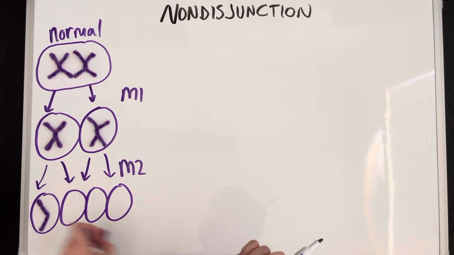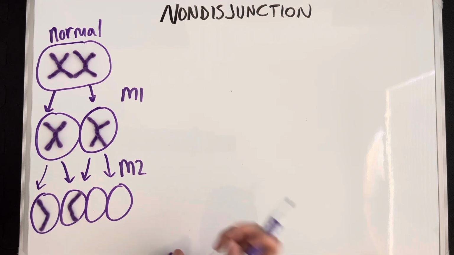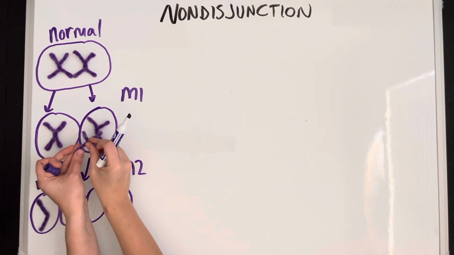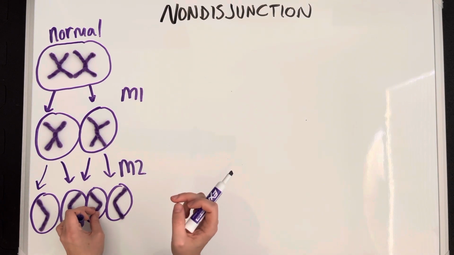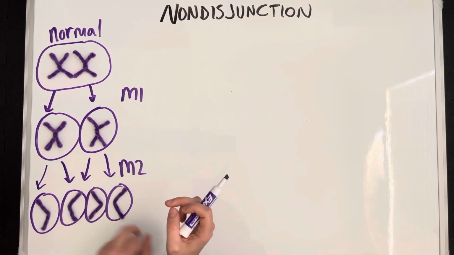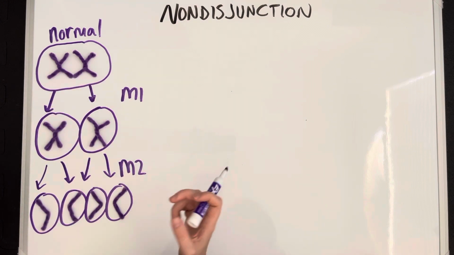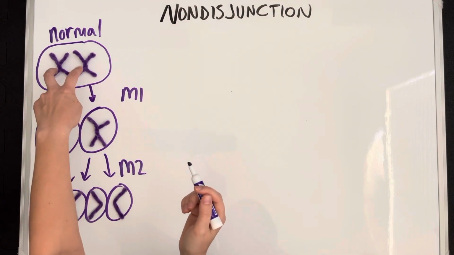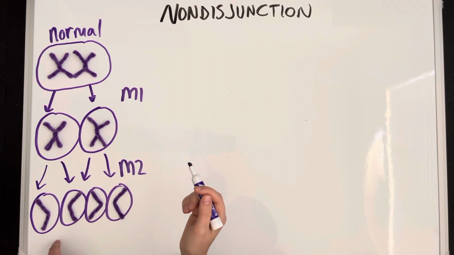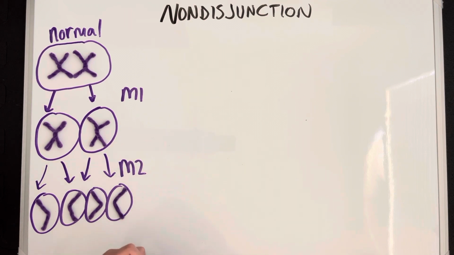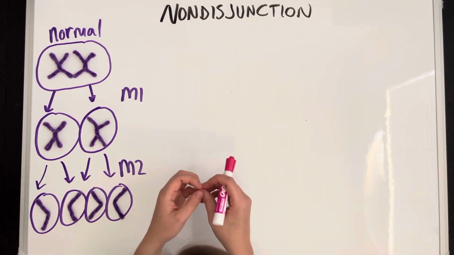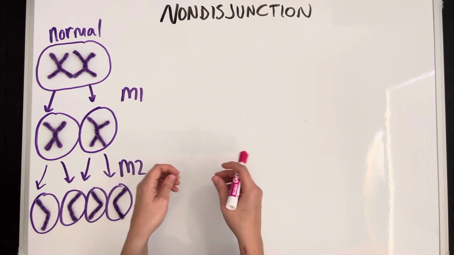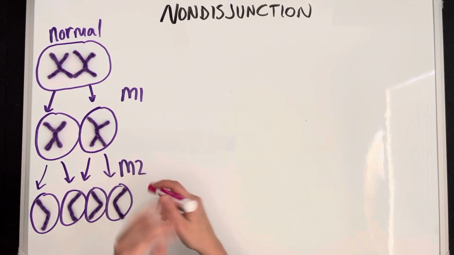Where those sister chromatids are going to separate and go into separate cells. So we end up with 4 cells that have half as many chromosomes as we started with. We started with 2, we ended with 1, 4 cells. Now, non-disjunction happens when cells' chromosomes don't separate properly, and it can happen in meiosis 1 or in meiosis 2.